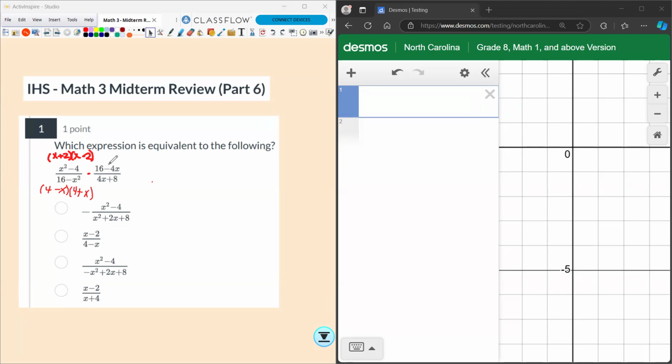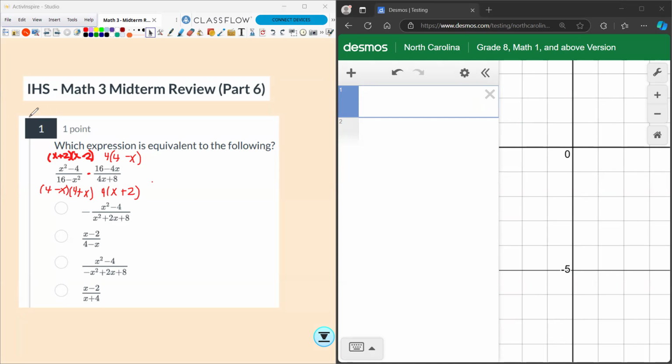The one over here on the top right, I can factor out a 4. So it's going to be 4 and then parentheses 4 minus x. That's a GCF. But then at the bottom right, I can also factor out a 4. So that's going to be a 4, and then that's going to be an x plus 2.